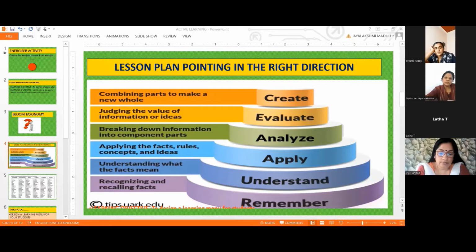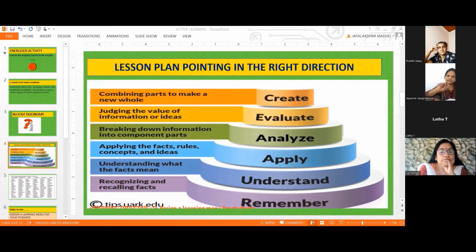Remembering, understanding, applying, analyzing, evaluate, create. Okay, which are the lower ones? Remember, understand, apply. So when you are teaching something related to the first 3 skills, the whole class should achieve that till the application.